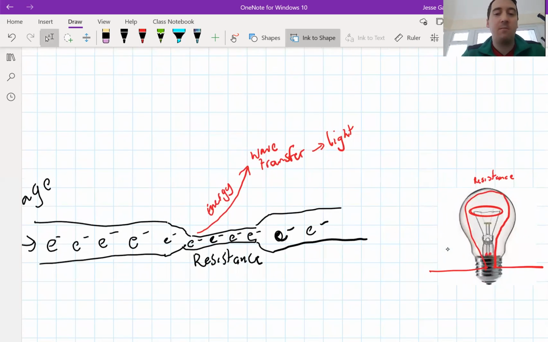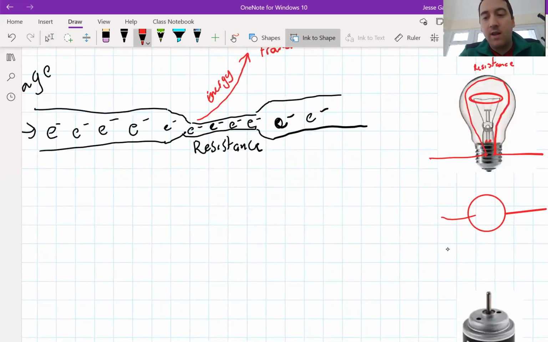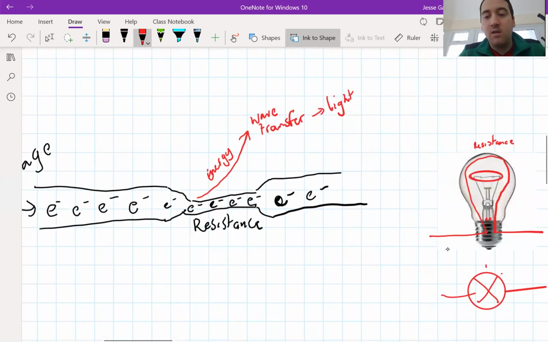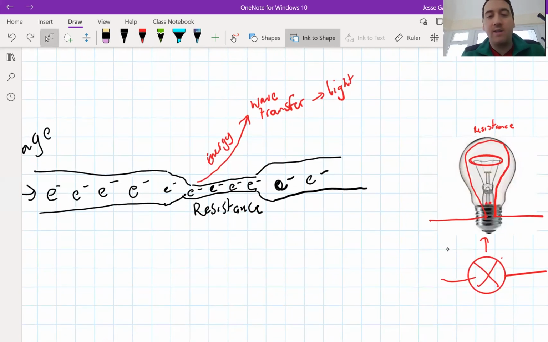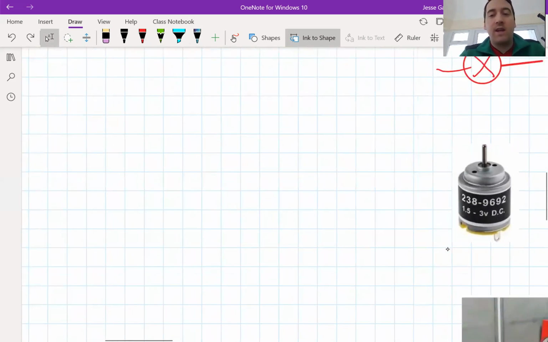So that's how a filament lamp works. If we were to draw this as a symbol, it looks like this, a circle with an X. Essentially, this zone here is that circle and an X. I don't want to draw that because it's messy, but just so you know, where the wire narrows there is actually your device, which is your filament bulb. The next thing we're going to look at is the motor.